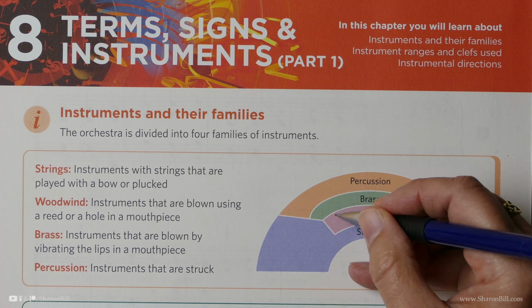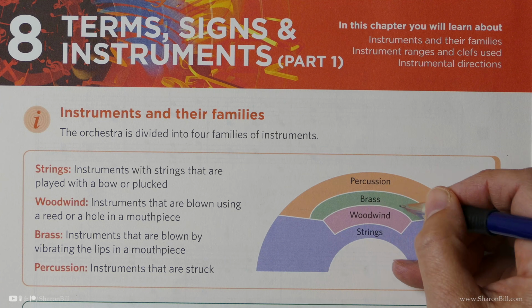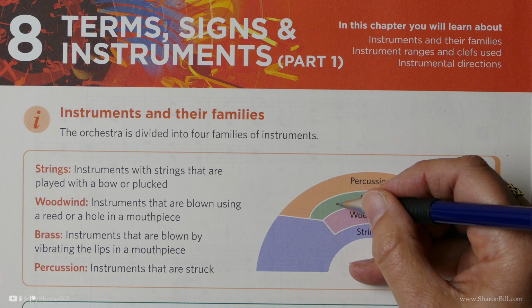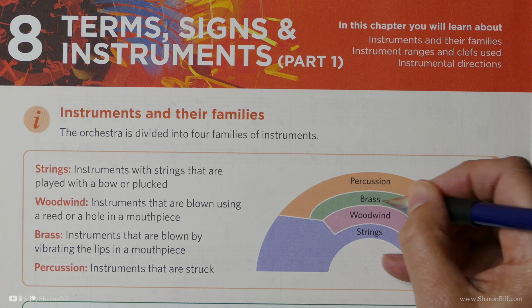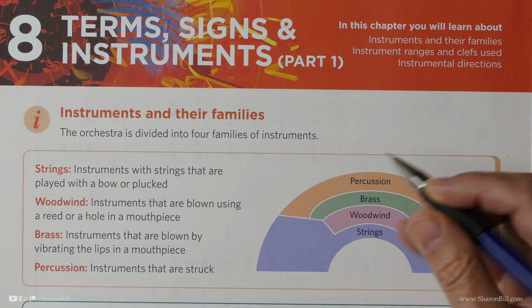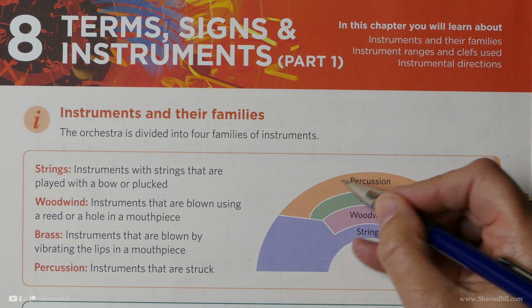And then in the brass section we have valved brass instruments such as the trumpet or the horn, and then we've got the sort of slider instruments such as the trombone. And then the percussion section is here.